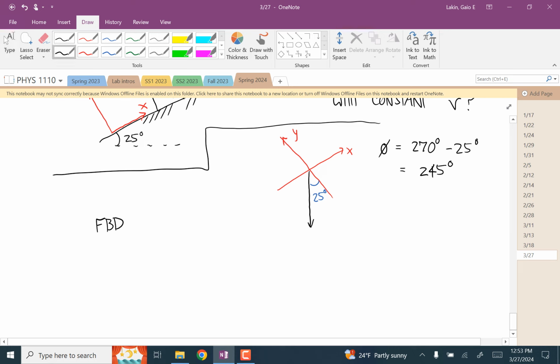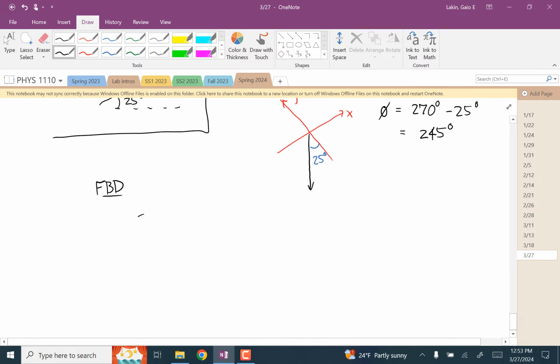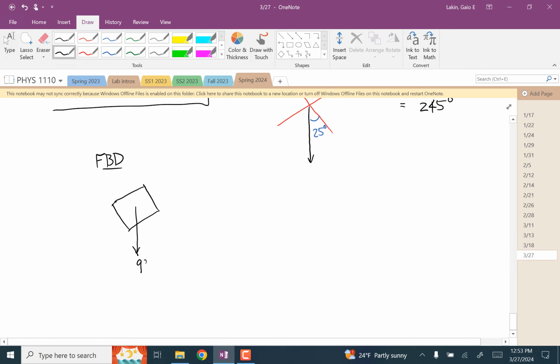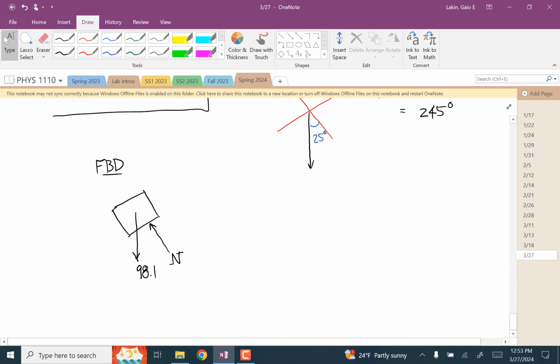Free body diagram. There's a weight force down of 98.1. There's a pushing force. It's sliding down the ramp. That means the friction force is up the ramp. And this time we don't know what this coefficient is, so I'm just going to write it in like this. We're going to be solving for that value mu.